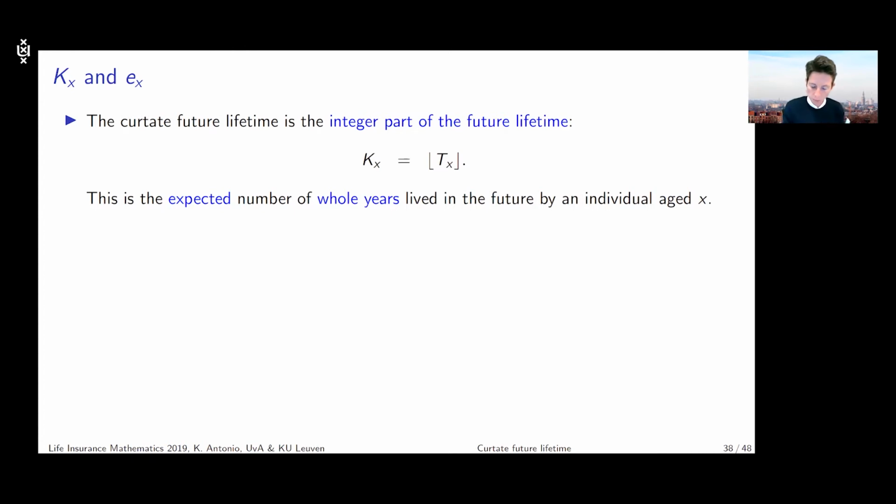For now, just keep in mind there is this curtate future lifetime. It's denoted with Kx, and it's the floor function applied to Tx. So what I'll try to do with you is make sense of the probability function of Kx. I'm going to wonder, what is the probability that Kx is equal to k? Kx is a discrete random variable, and it's taking positive values. If I want to say something about its distribution, then I need to find an expression for the probability that Kx takes the value k.